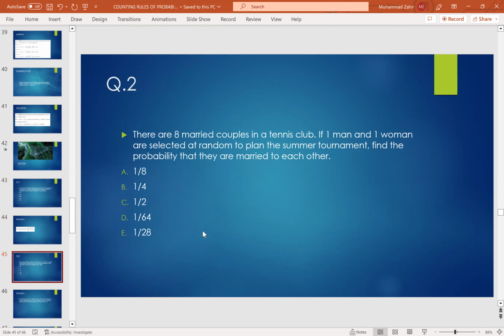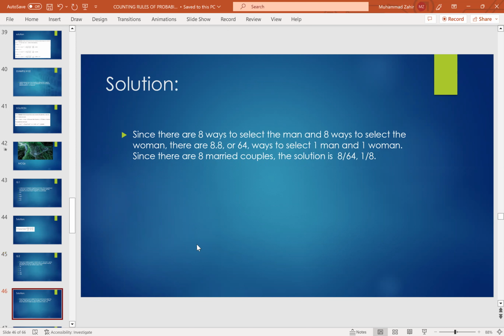Second question: there are 8 married couples in a tennis club. If 1 man and 1 woman are selected at random to plan the summer tournament, find the probability that they are married to each other. These are the different probabilities. The solution is: since there are 8 ways to select the man and 8 ways to select the woman, there are 8 times 8, or 64, ways to select 1 man and 1 woman. Since there are 8 married couples, the solution is 8 over 64, and when we divide this, the probability is 1 over 8.